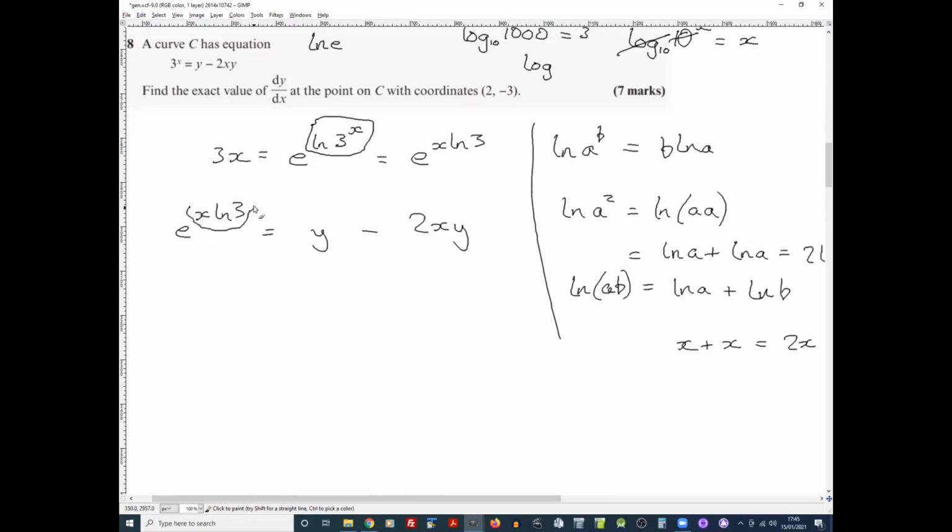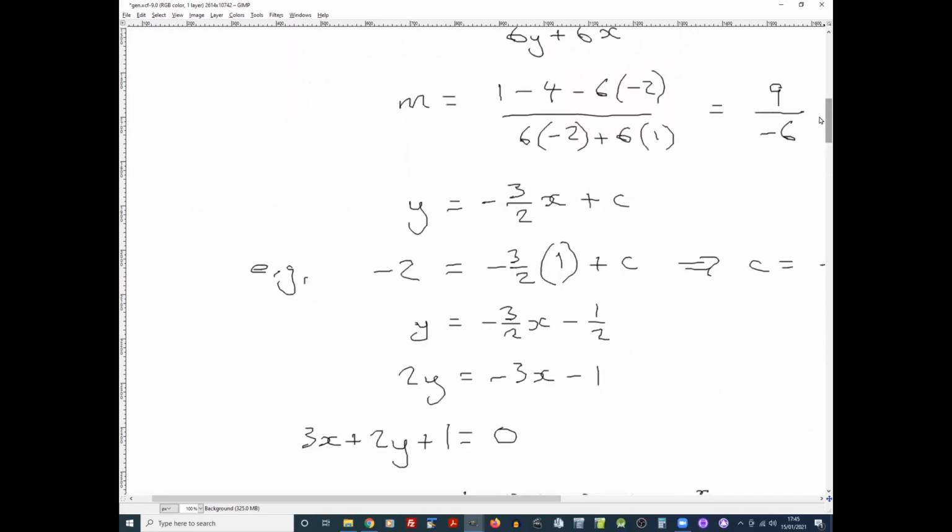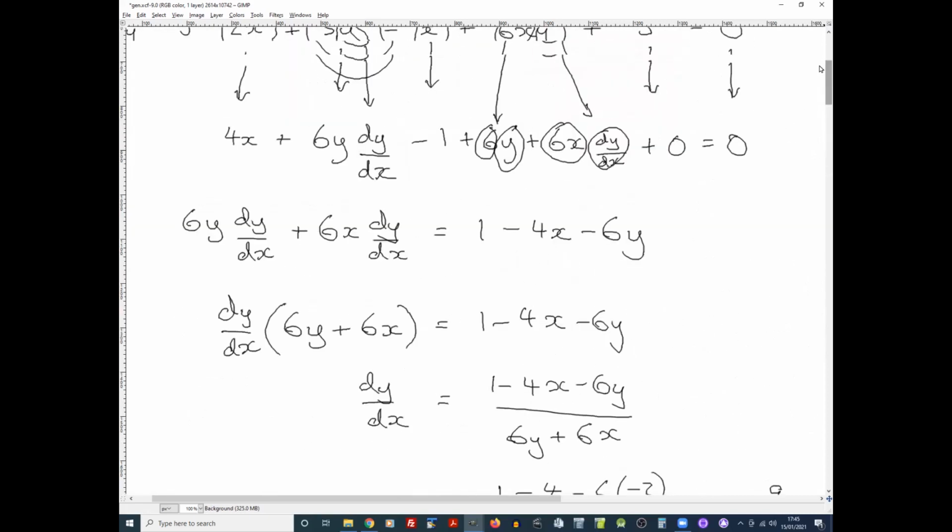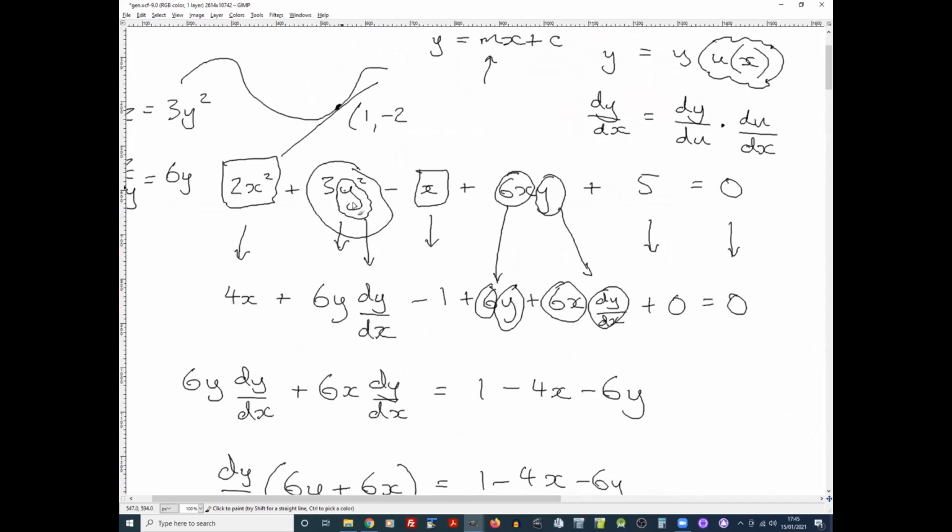But then e to anything differentiates to e to the thing with respect to the thing. But then we need to apply the chain rule again because it's a composite. So just like here, if y is an inner function, we'll deal with the outer function first and have 6 times the outer function and then times it by the derivative of the inner function. And that's what the chain rule formula is telling you to do.